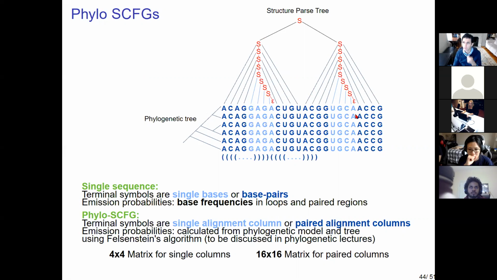It's just that every production rule that generates pairs of columns is more likely in an RNA structure, but the production rules that only generate single columns are more likely in the unpaired regions. So that's how it distinguishes paired versus unpaired.